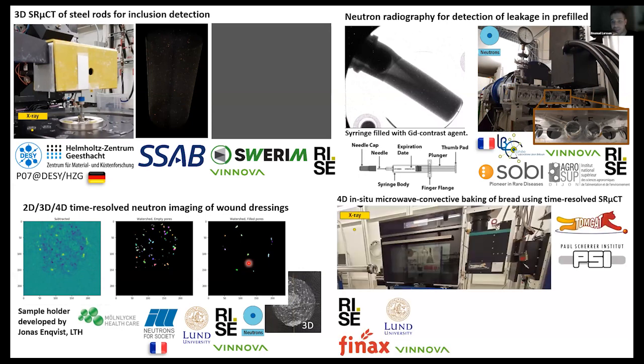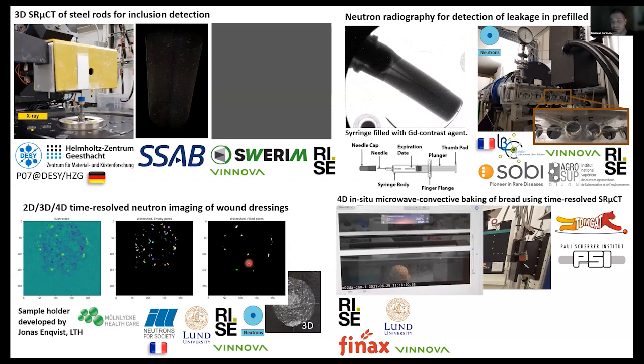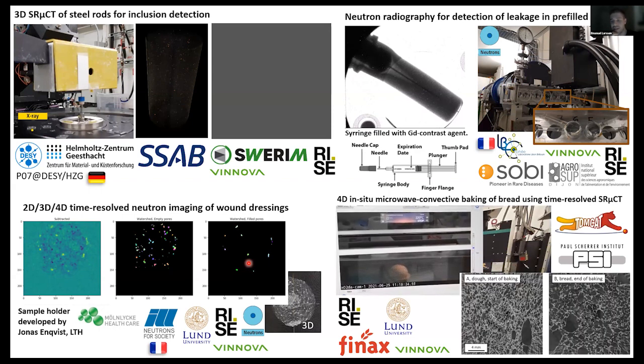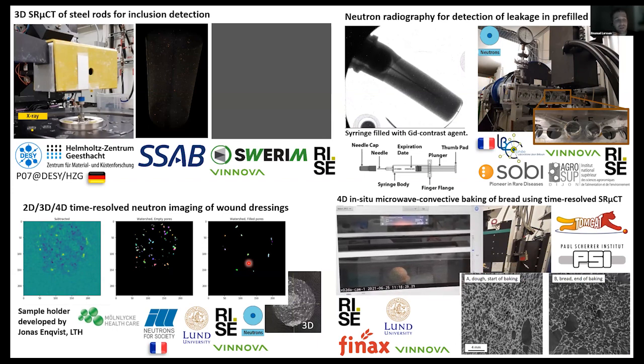And in the last example, a study we did at PSI, the synchrotron in Switzerland, we scanned bread being baked in a microwave oven combined with convective heating. The image on the left shows the dough at the start of the experiment, and on the right you can see a scan of the finished bread at this given height. This also has an industrial relevance, apart from just being a very interesting example.